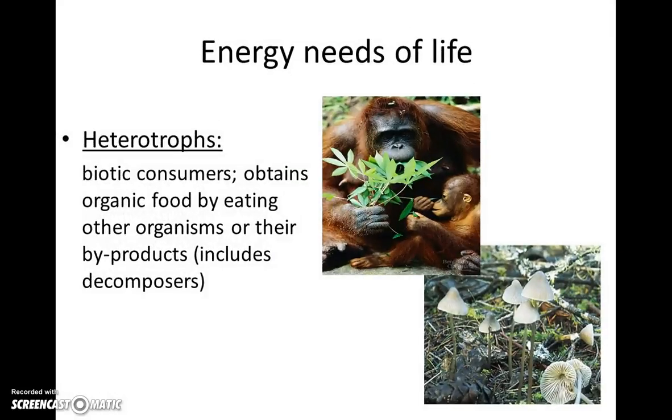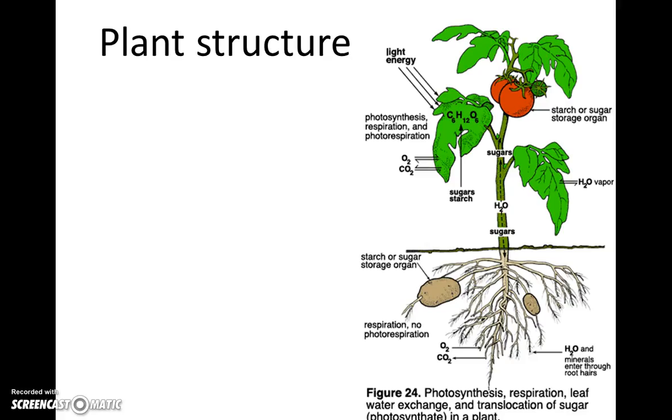On the other hand, we have heterotrophs like us, and we are the biotic consumers. So we're the living consumers. We have to obtain our food by actually eating some other type of organism or their byproducts, such as is the case for decomposers like these little mushrooms over here. So just be, again, familiar with autotrophs versus heterotrophs.